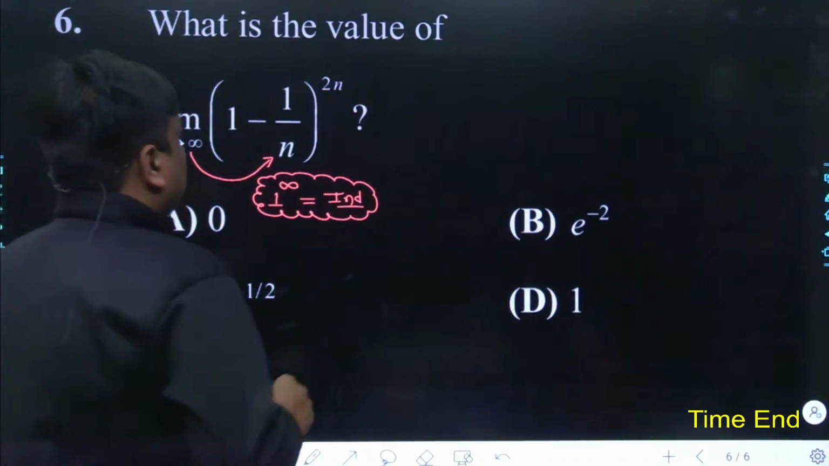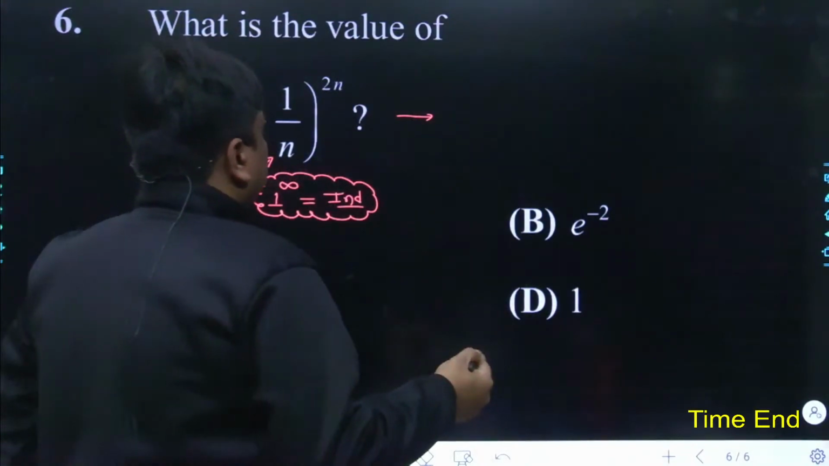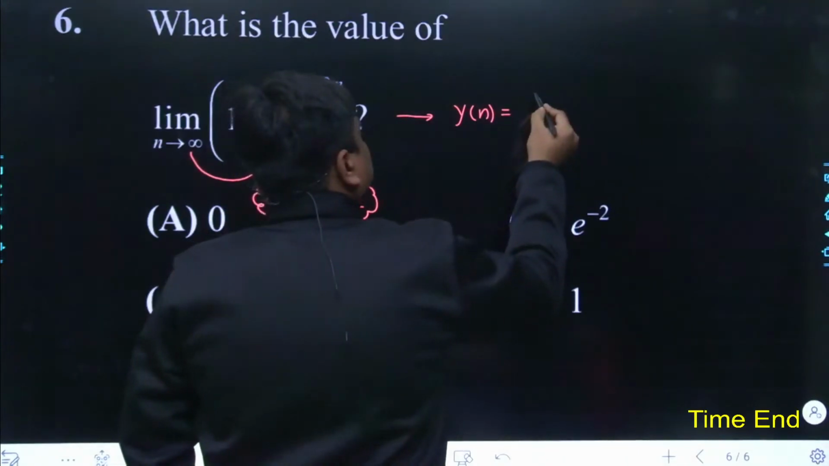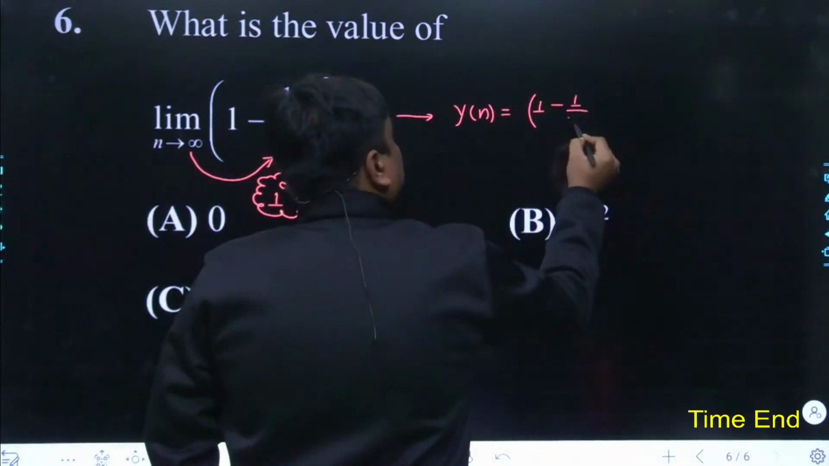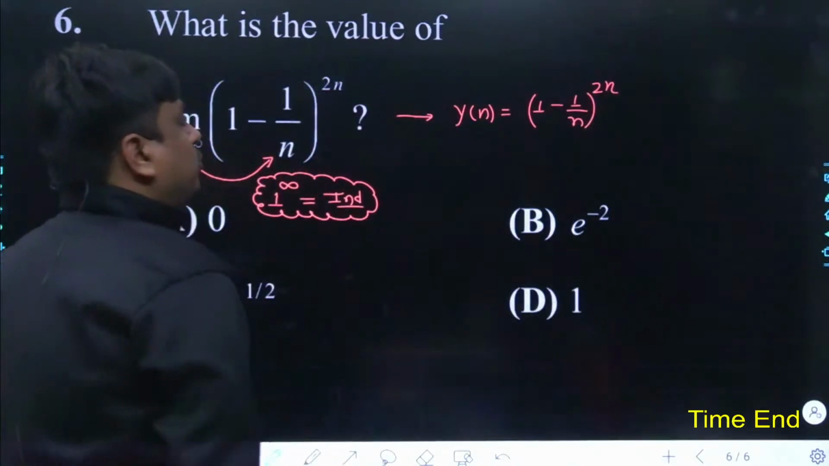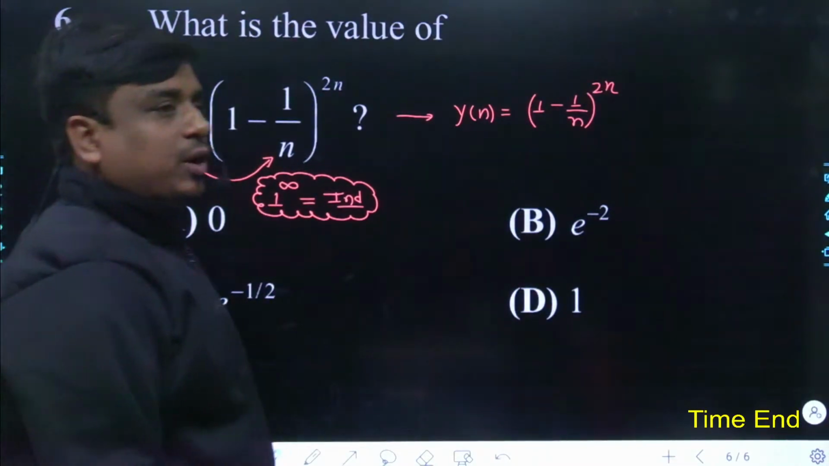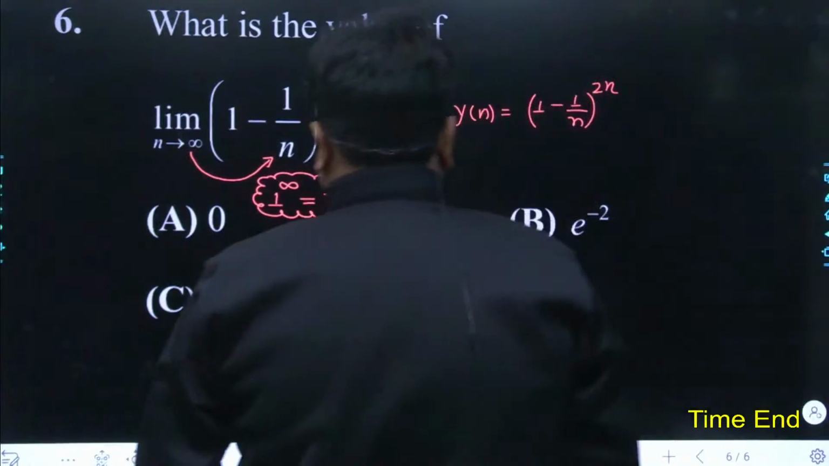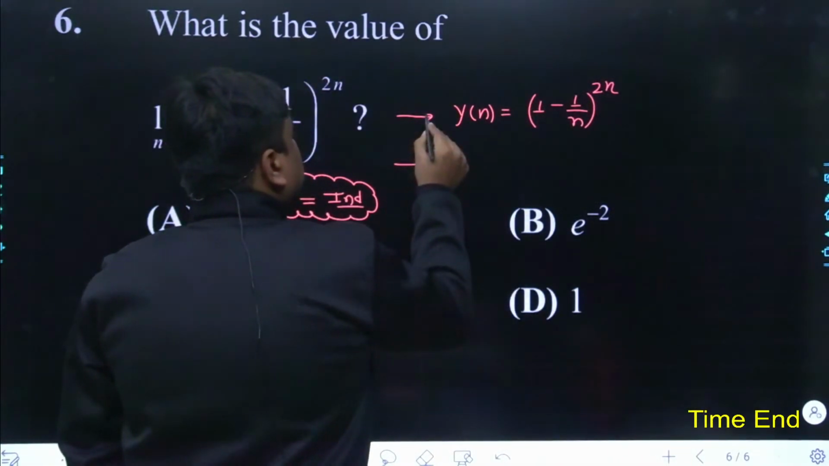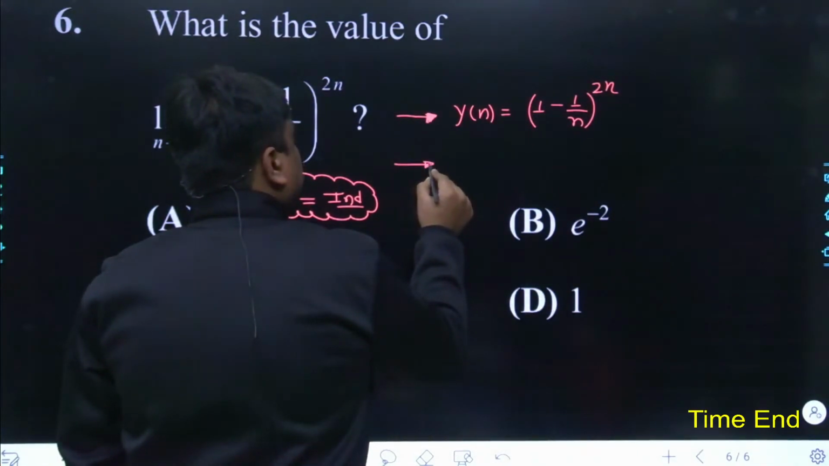So what should I do now? What I did, this complete function is taken as y of n. So I took this as y of n, and that is 1 minus 1 by n, raised to the power of 2n. Quite okay, sir. Quite okay. What next, or what else? Tell me, what next?